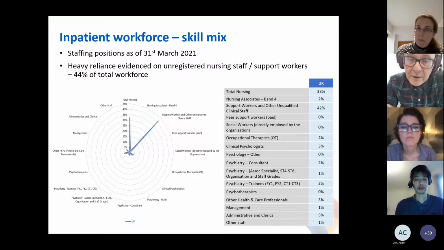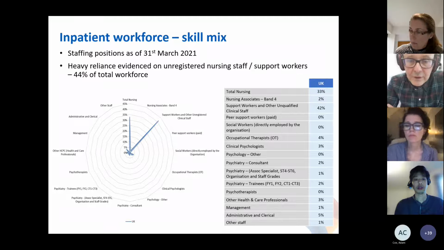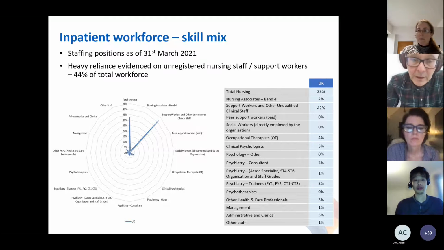Well, registered nurses are 33% of the team. The largest share of staffing, though, are unregistered nursing staff, so support workers, who are 42% of capacity, and then it's the admin team at 5%. But no providers were reporting any paid peer support workers. We didn't have any evidence of social workers within the units. It was pleasing to see OTs at 4%, so 1 in 25 staff members would be an OT.